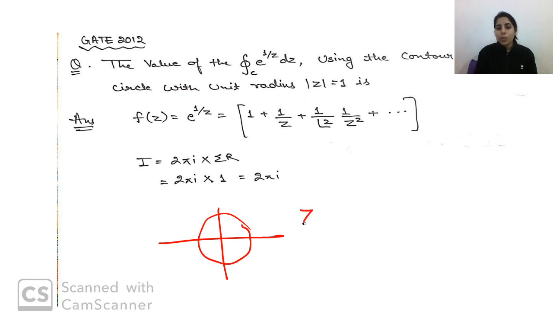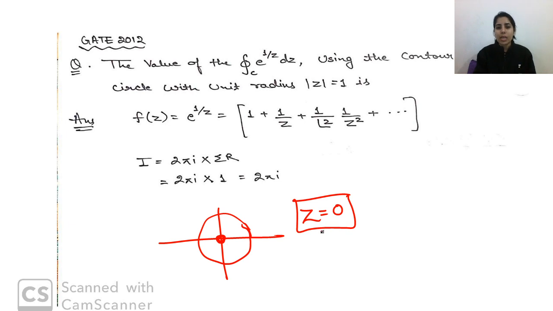Now, the pole which I have got was z is equal to 0. Does that pole exist within this contour? Yes, it exists within the contour, at the origin. That means I have to find the residue for this pole. So now I have to select the method which I can use to find the residue for this pole.